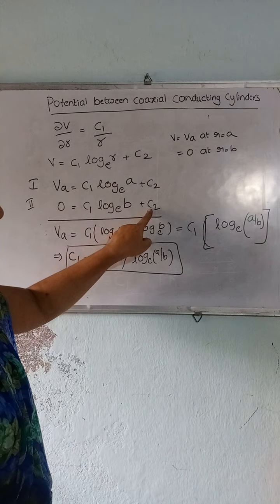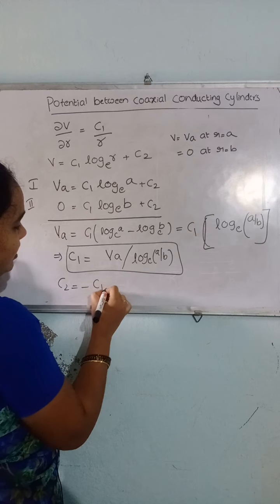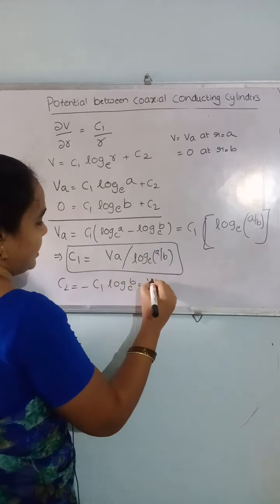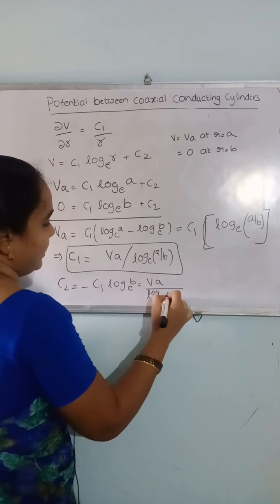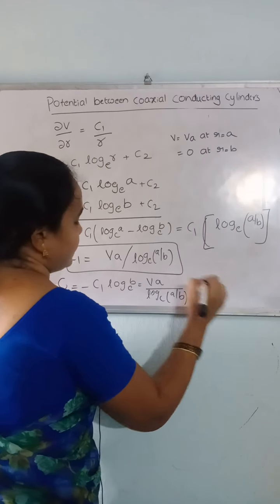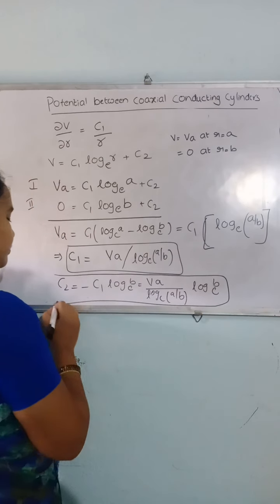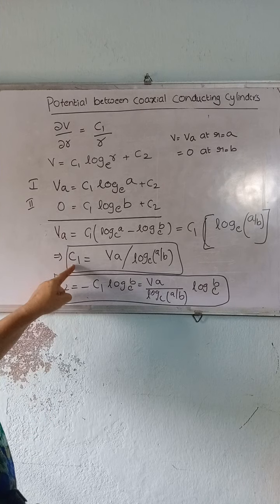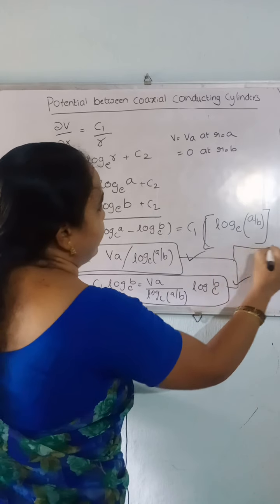So from this expression, what is C2? C2 is equal to minus C1 log B base e. So C1 is VA by log A by B, times log B base e. So we have calculated the value of C2 also. Note down these two values. Let us substitute this C1 and C2 both together in this equation.